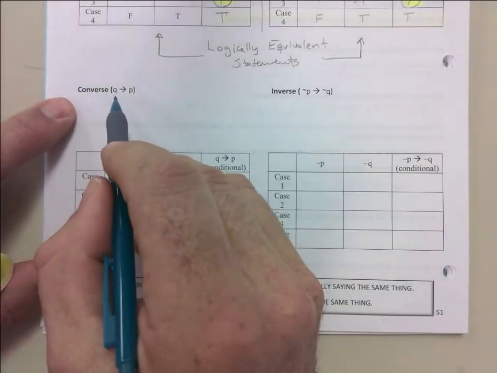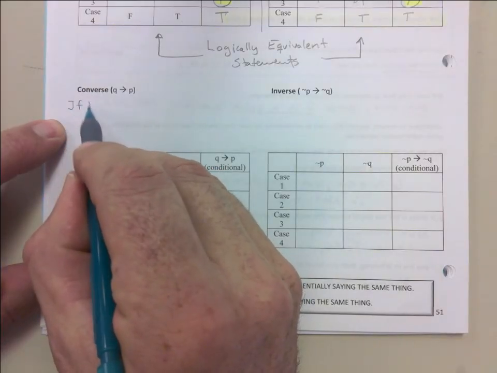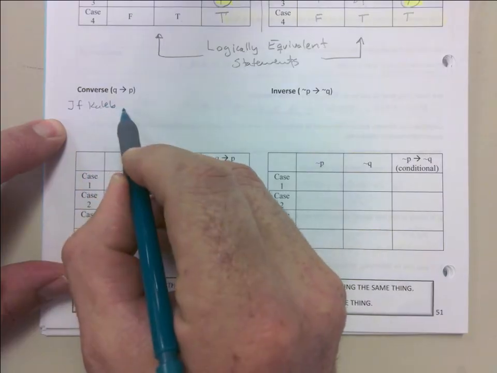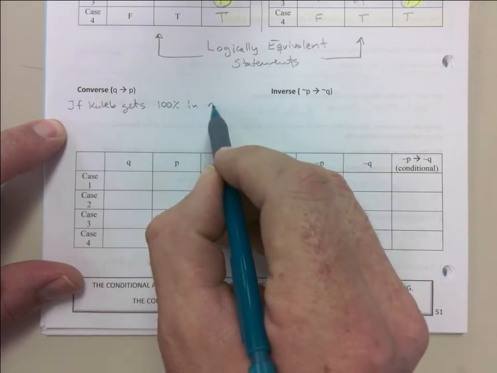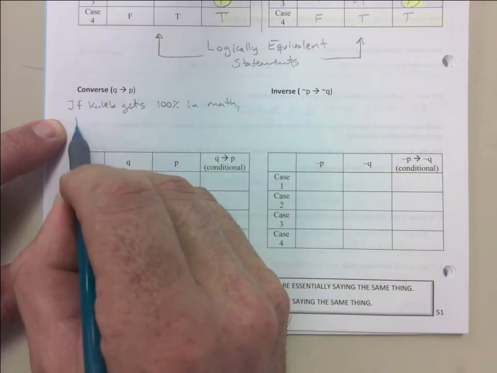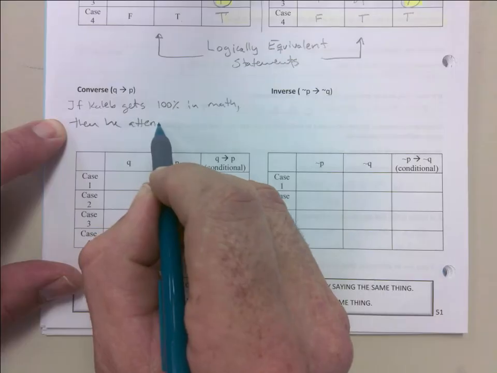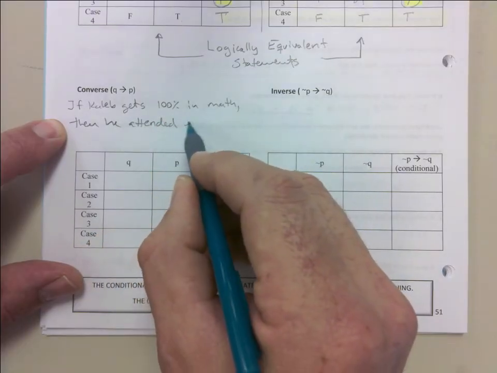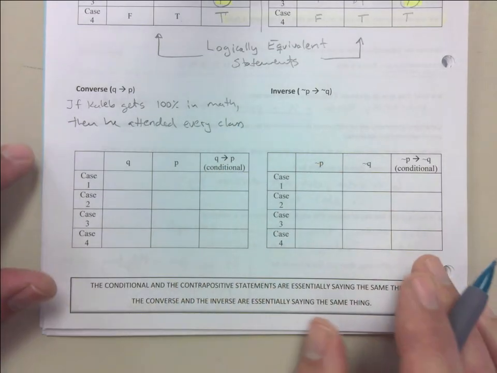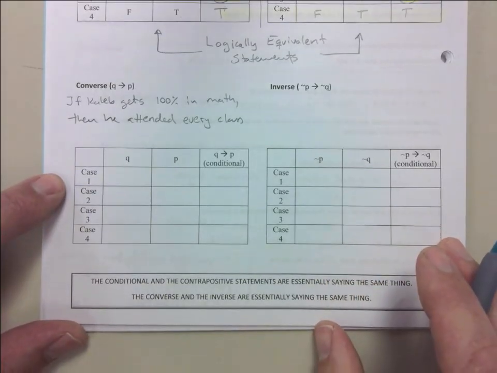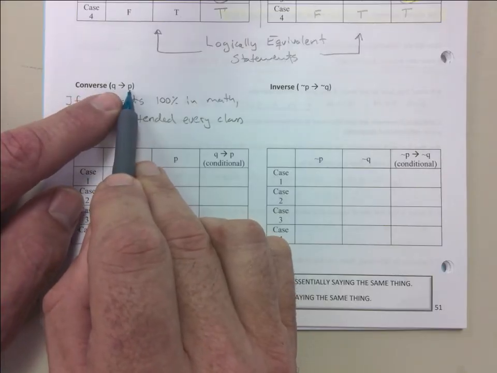All right, next, converse and inverse. So let's write out the converse. The converse is when you just flip the original. So that would be: if Caleb gets 100% in math, then he attended every class. Okay, that's the statement. And again, you're flipping. It's Q to P, right?